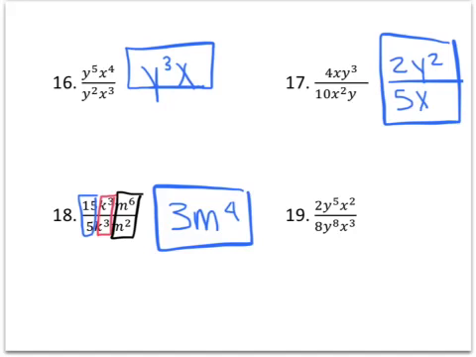For number 19, simplify 2 over 8, which is just 1 over 4. Make sure you account for that 1. Y to the 5th divided by y to the 8th. What is that? Y cubed in the denominator, right? X squared divided by x to the 3rd is just x in the denominator. So this is just 1 over 4 y to the 3rd x.